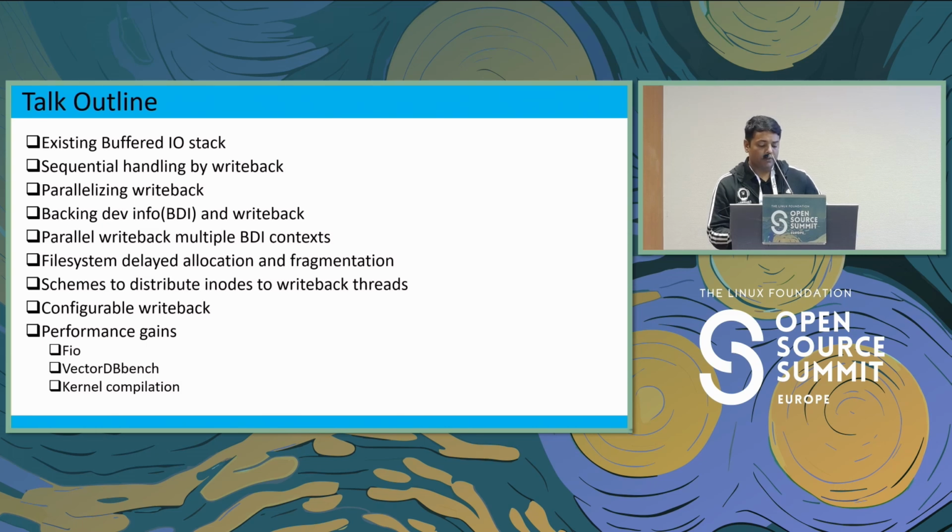Moving forward, we will also see the configurable writeback feature which we have implemented, which helps us change the number of writeback threads on the fly. After that, we will see the performance gains which we have measured using various tools. We have used FIO, VectorDB bench, and the kernel compilation benchmarks.